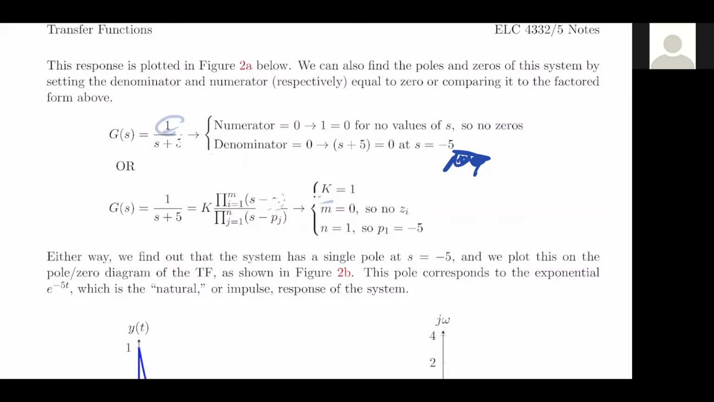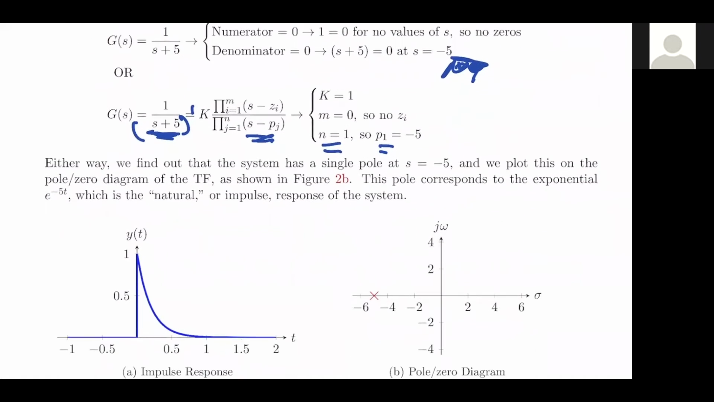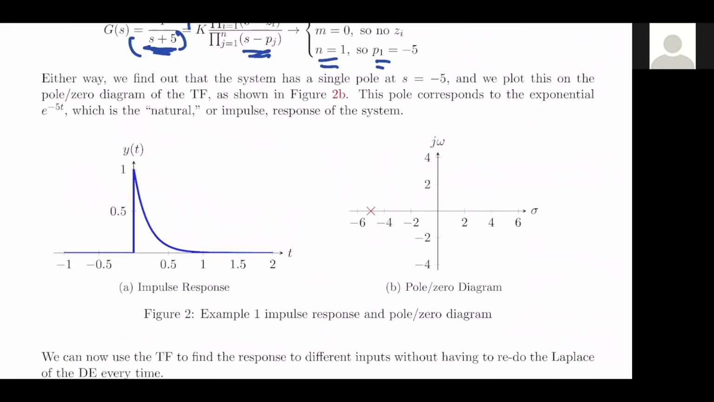So let me clear this. Next, we have a first order pole. It's s plus 5 to the first power, so n is equal to 1, and the pole is at minus 5. So I could do a pole zero diagram, and I'm noticing here that the pole is located right here. We put an X to represent poles. So I have a pole at minus 5, and there are no zeros.